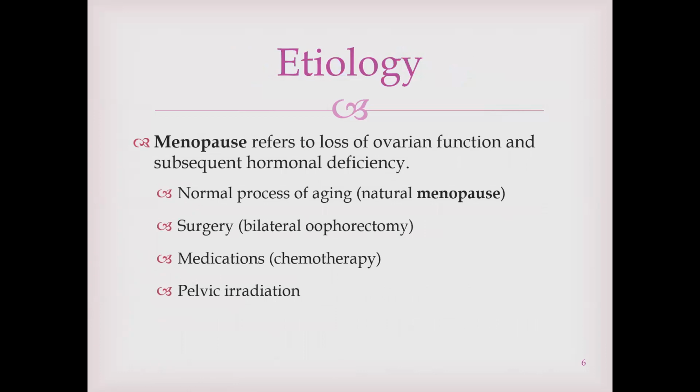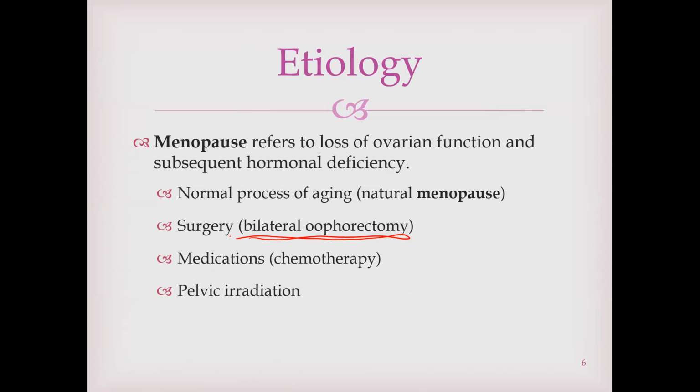Menopause refers to the loss of ovarian function and subsequent hormone changes. Most of these changes are related to a significant drop in hormonal function. This is a normal process; it's natural to go through menopause. However, there are times where we would do a bilateral oophorectomy, which is removal of both ovaries. Removal of the ovaries means cessation of estrogen production, and that would cause immediate onset of menopause.